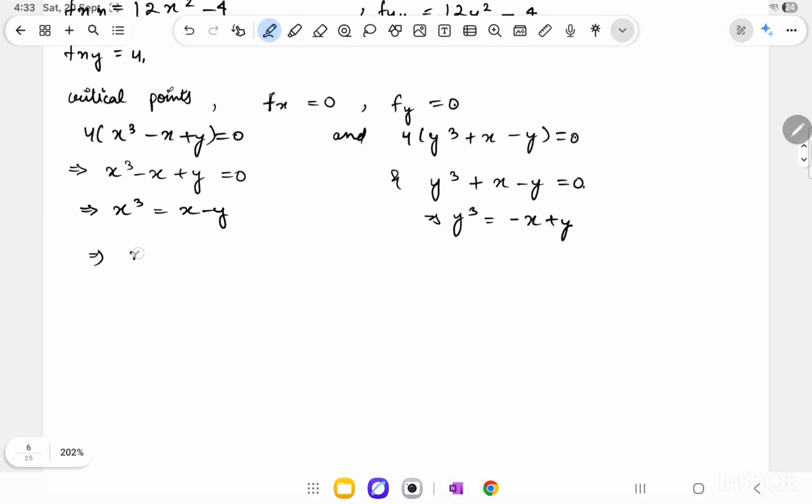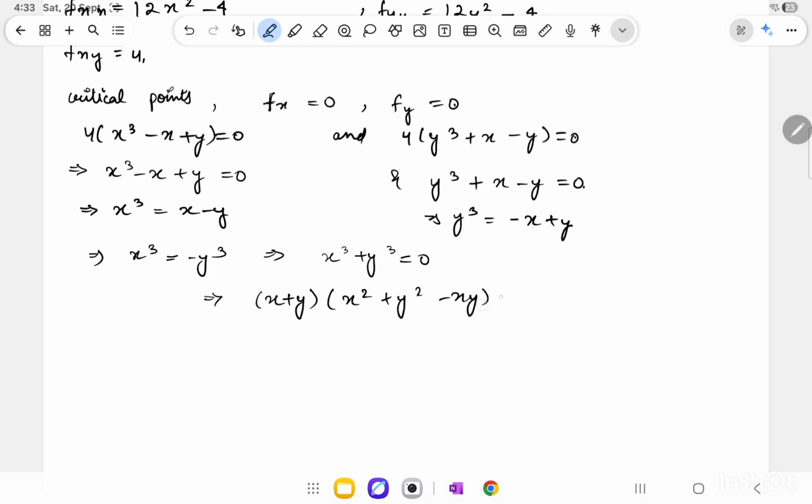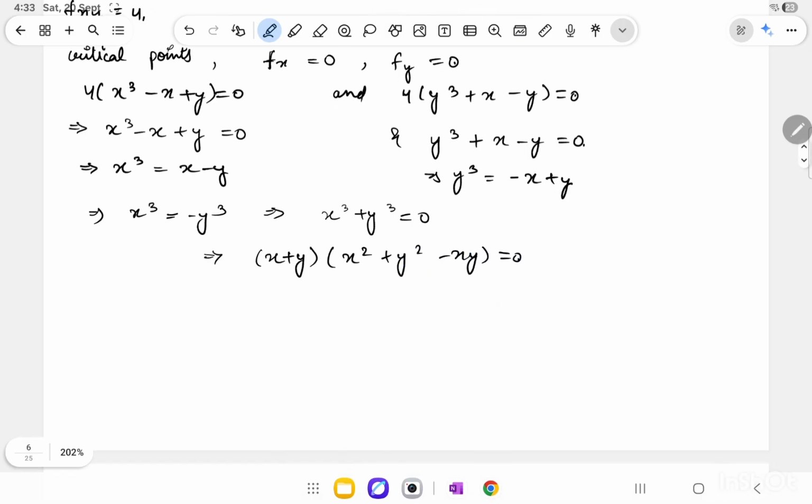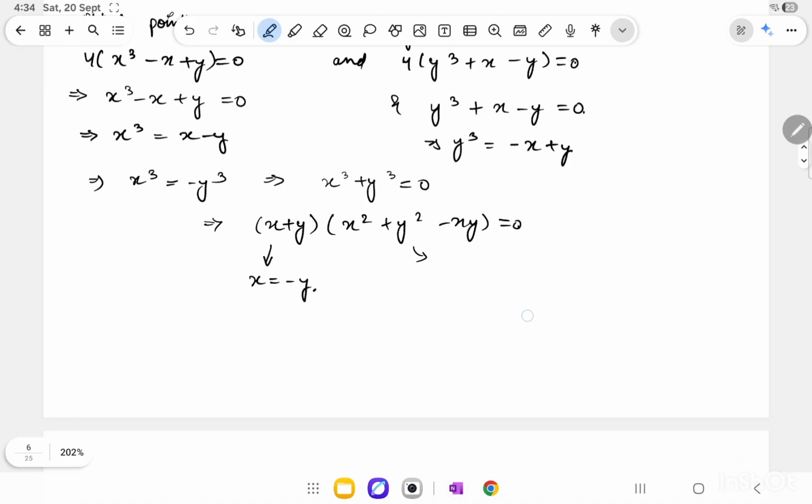So that basically gives me x^3 = -y^3. That means x^3 + y^3 = 0. So if I solve it, I'll be getting (x + y)(x^2 + y^2 - xy) = 0. So from here I'll be getting x = -y, and the other factor will basically give me something imaginary. So I can just ignore this factor.